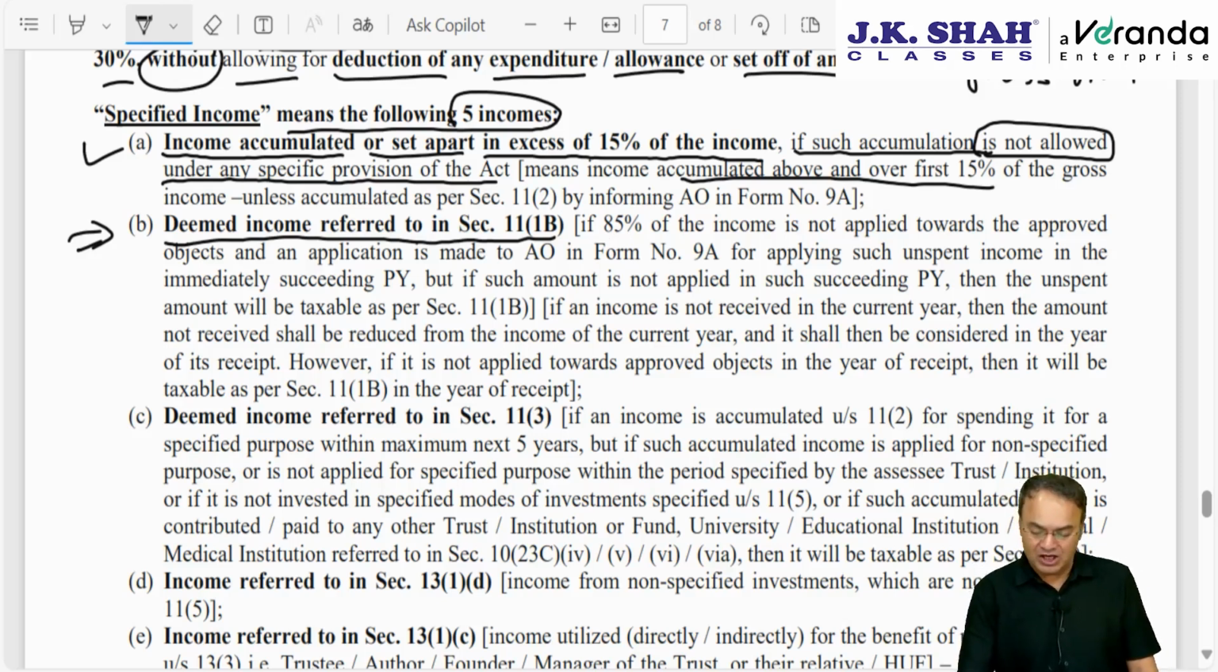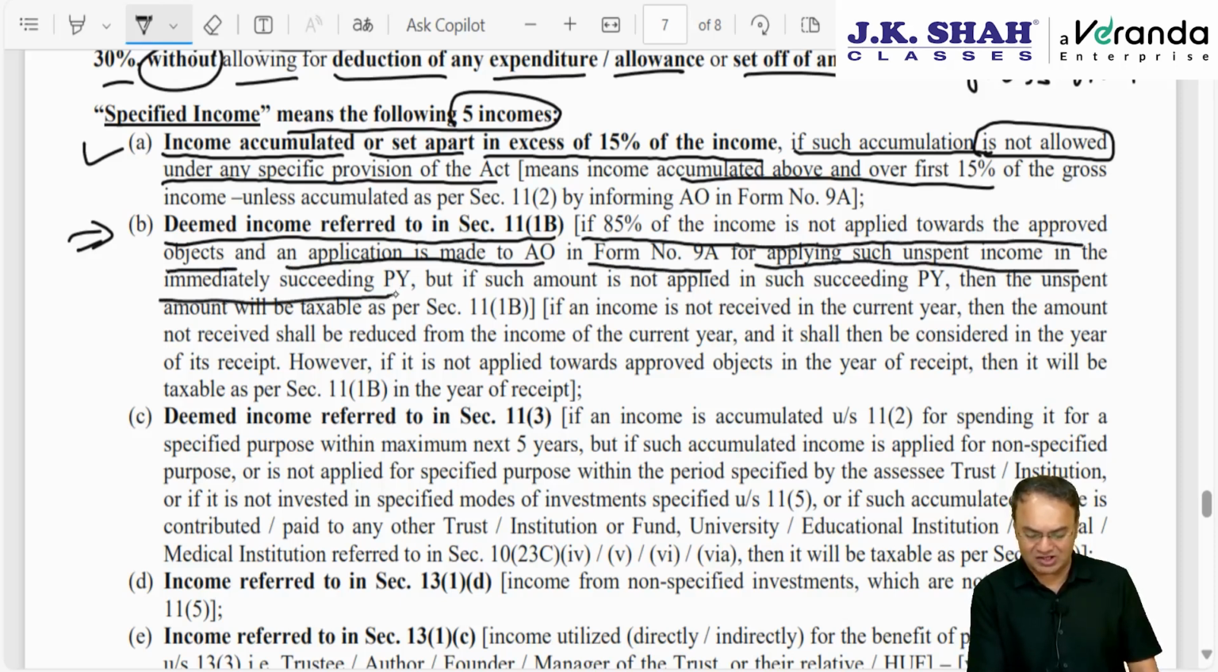Number one, if 85% is not applied towards the approved object, and an application is made to the AO in form number 9A for applying such unspent income in the immediately succeeding year, but in the succeeding year such amount is not applied in such succeeding previous year, then the unspent amount will become taxable as per 11(1)(b).